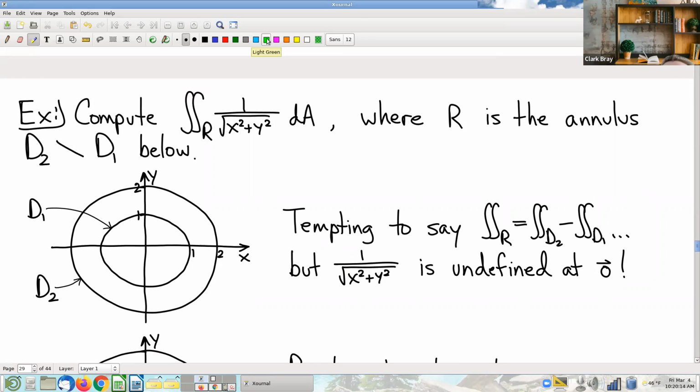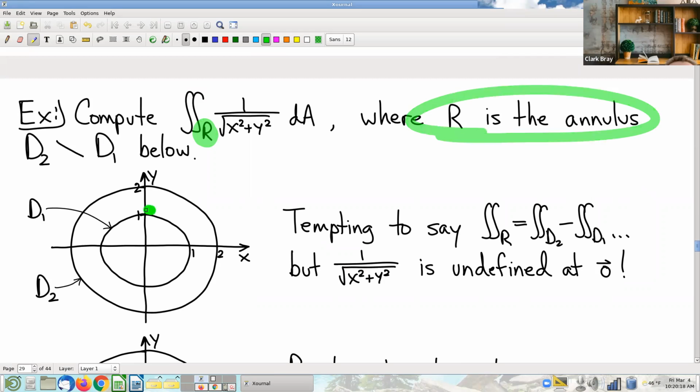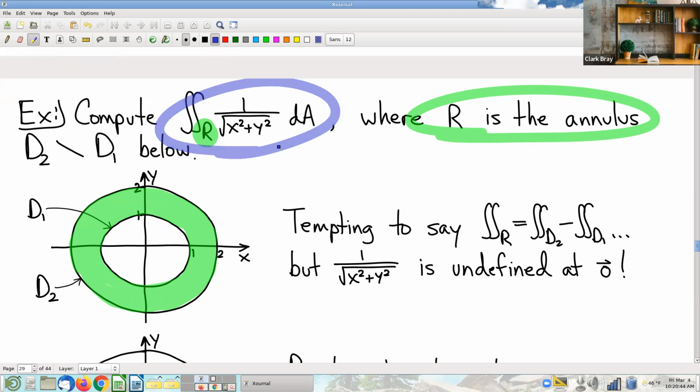We just have several examples to go through here. What if our region R, our domain for our integral, is this thing we call an annulus? It's like a ring. I like to think of it as a moat around a castle, that kind of thing. So there's our domain. Right? So how do we compute this integral? In particular, I'm going to do the integral of 1 over the square root of x squared plus y squared.